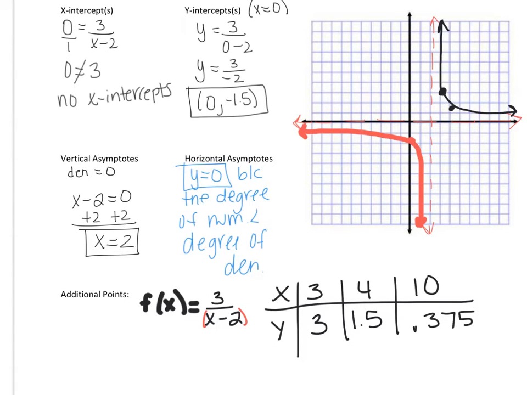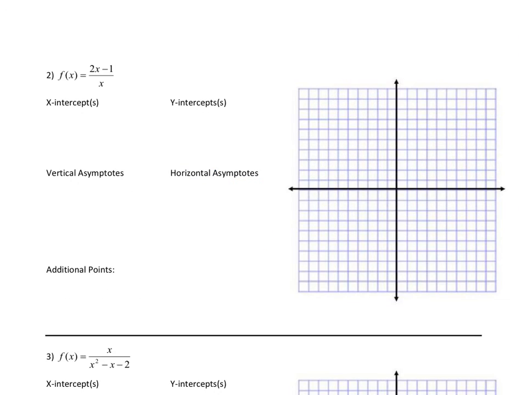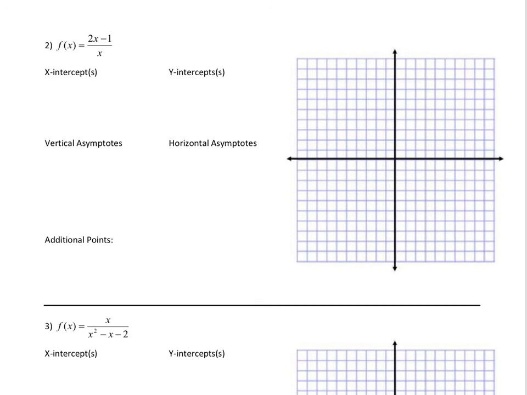Okay, let's move on to example number 2. Okay, same concept. Let's find all the pieces. So an x-intercept occurs when y is equal to 0. So when y equals 0. So again, f of x is y. So 0 equals 2x minus 1 all over x.